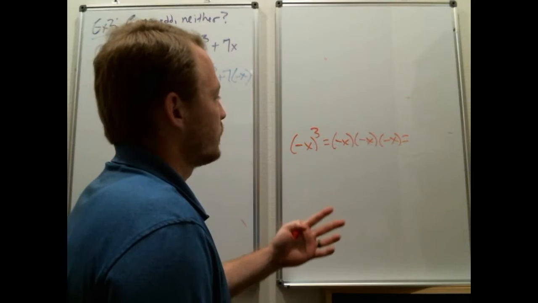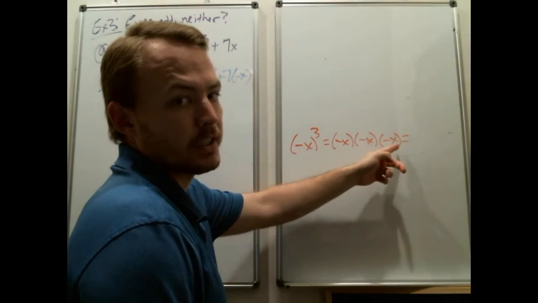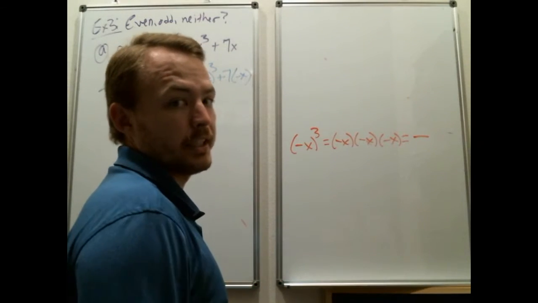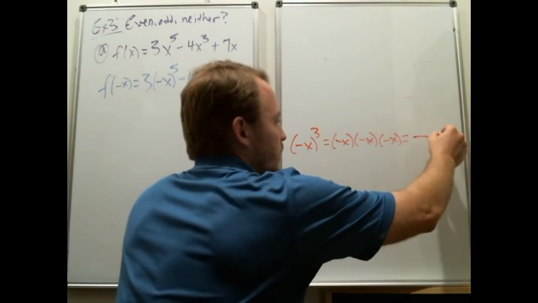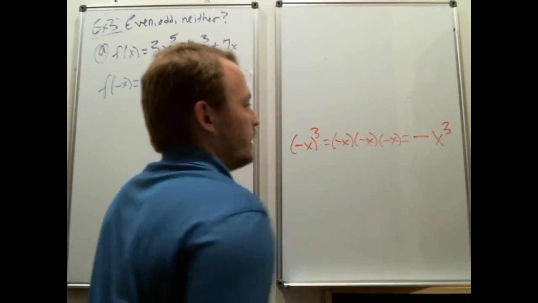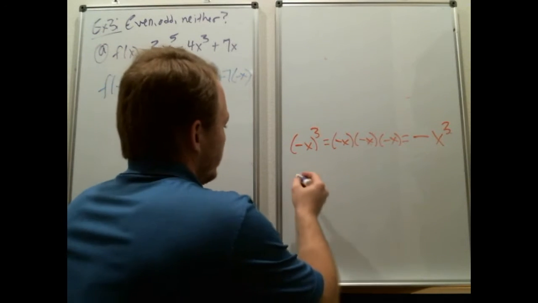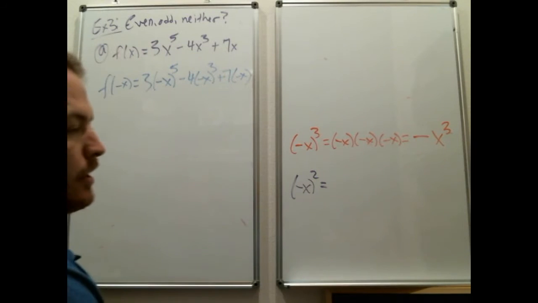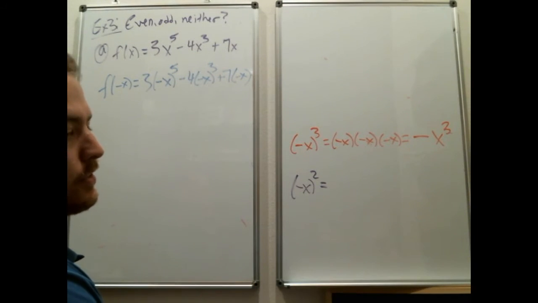Alright, so let's say negative times a negative is a positive, positive times a negative is a negative. So whatever my answer is going to be negative in the end. And then x times x times x is x cubed. So -x cubed. Similarly, if I had an even exponent, all these work exactly the same way. You just need to know if it's even or odd, and you can determine the end result.